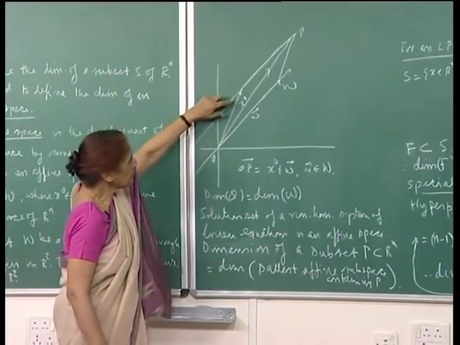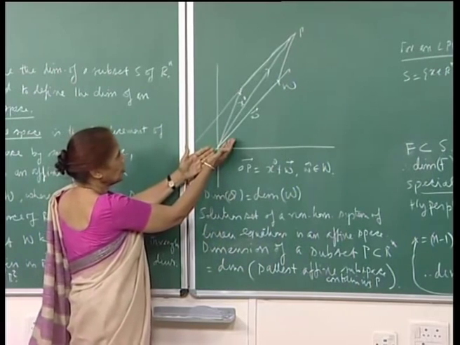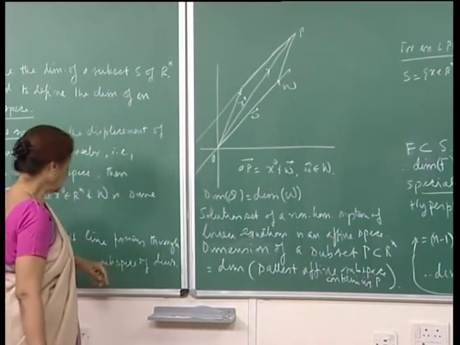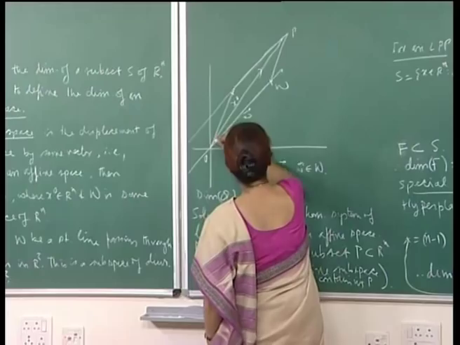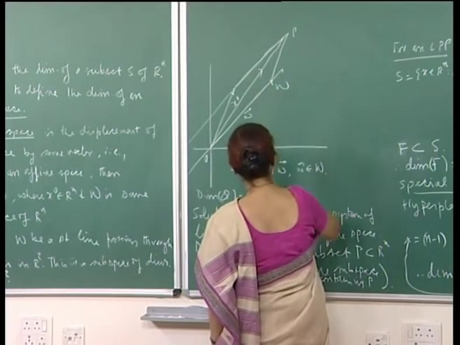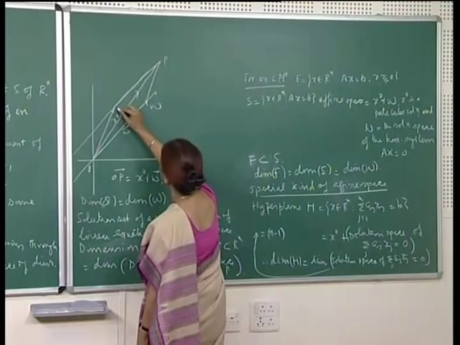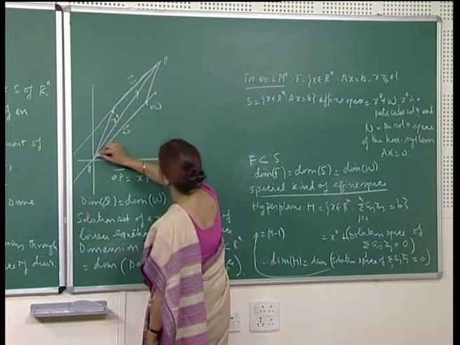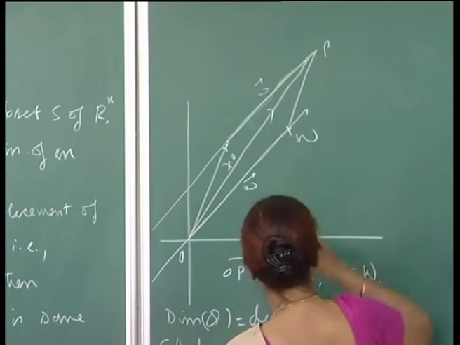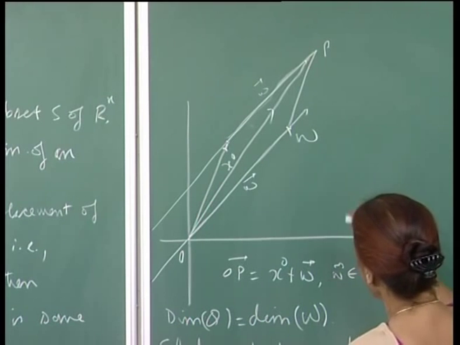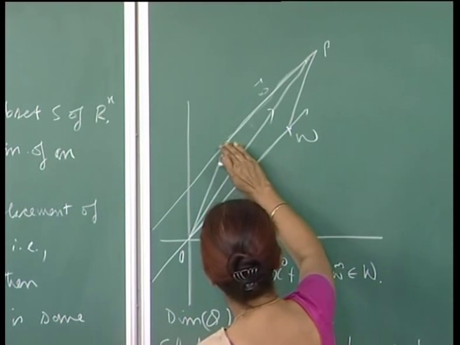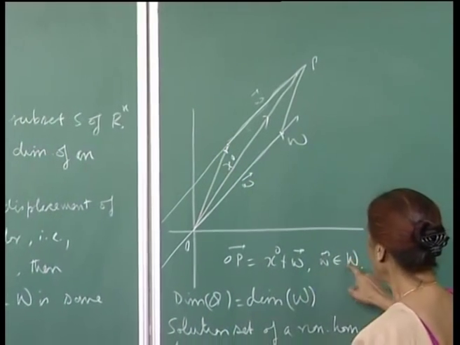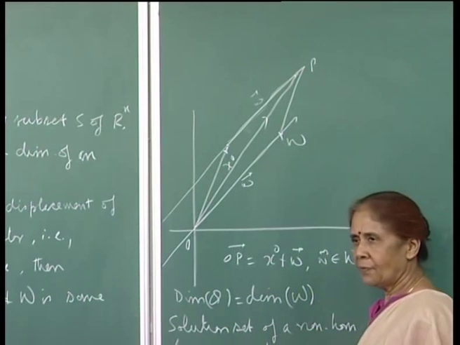Now, I take a vector x naught, a fixed vector, and so I have displaced W through the vector x naught. So, what we are trying to say here is that if you take some vector small w here, and you want to look at the vector x naught plus w, you complete this parallelogram. So, this vector would also be w. Then the sum would be given by the vector OP, which is x naught plus w, w belonging to W. So, any point on this displaced subspace, displaced straight line, can be obtained as x naught plus some w in capital W. So, this is the concept of an affine space.